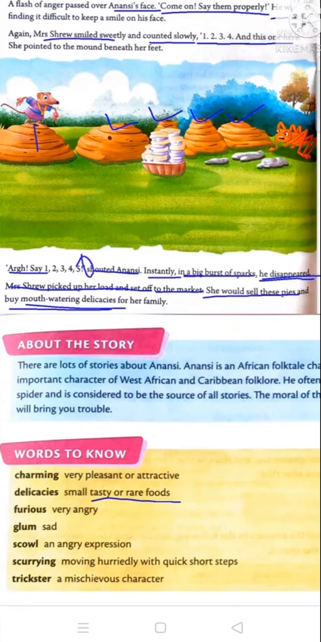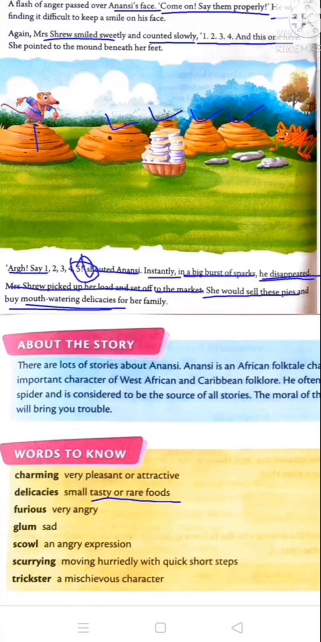So what happened here? As you can see, Anansi was very angry and he said, say 1, 2, 3, 4, and 5. So he pronounced the word 5. So immediately a big burst of sparks came up and Anansi disappeared, means vanished, due to the curse of the witch. As the witch had said that whoever says the word 5 is going to disappear. Similarly, here we find that Anansi disappeared.